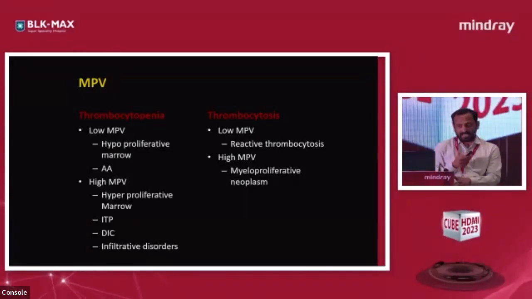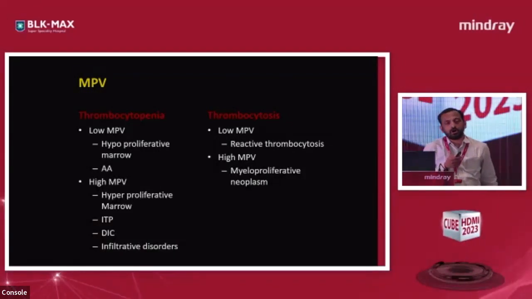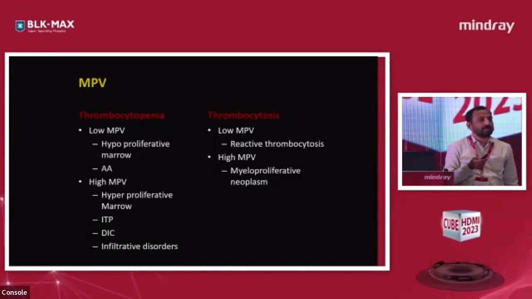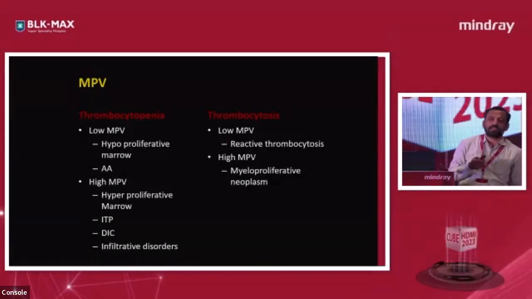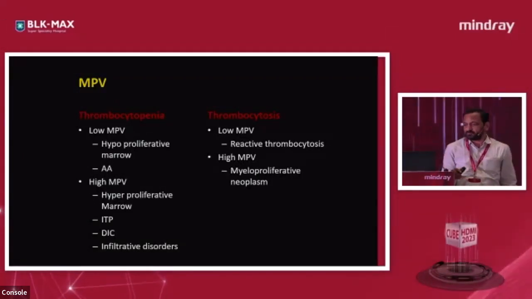If the MPV is high, then you are dealing with hyperproliferative marrow conditions, or ITP patients, DIC, or some infiltrative disorders, which can be thought of based on the MPV values. But this has to be correlated with the other cell count parameters as well.